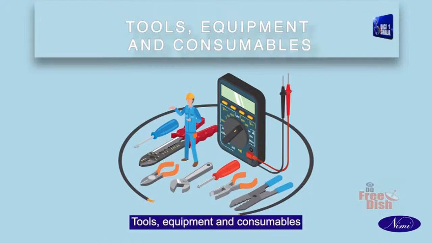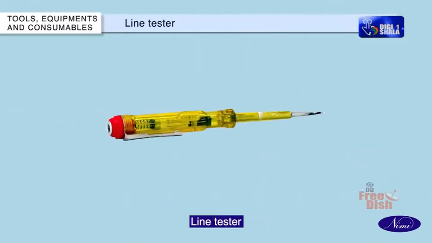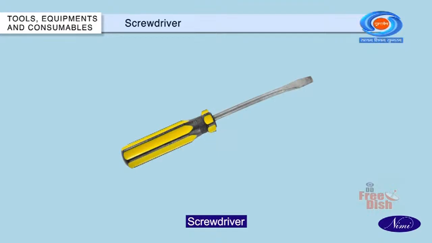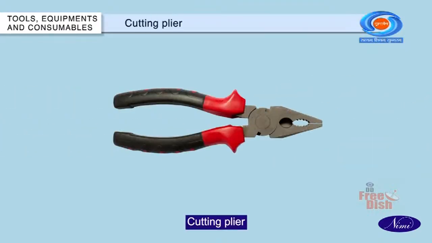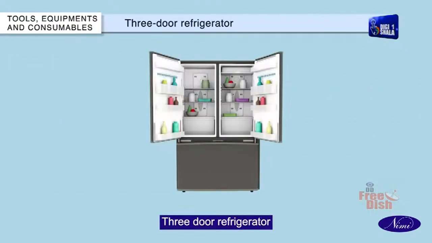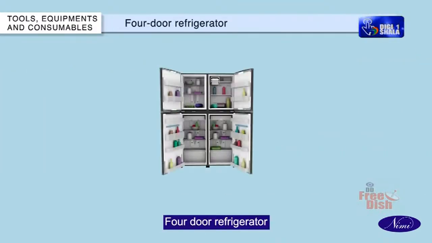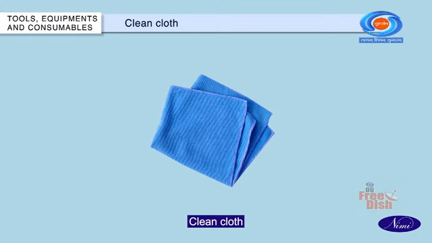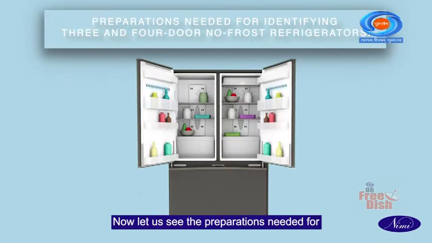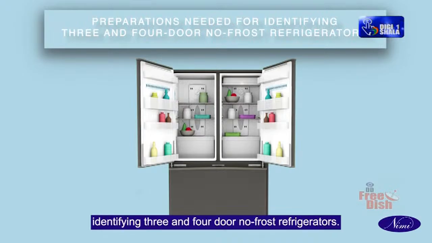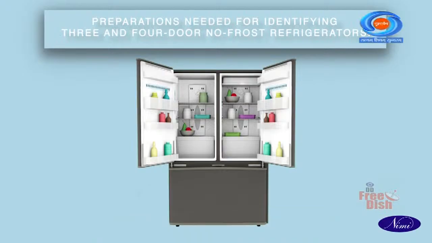Tools, equipment, and consumables: line tester, screwdriver, cutting plier, 3-door refrigerator, 4-door refrigerator, clean cloth. Now, let us see the preparations needed for identifying 3 and 4-door no-frost refrigerators.